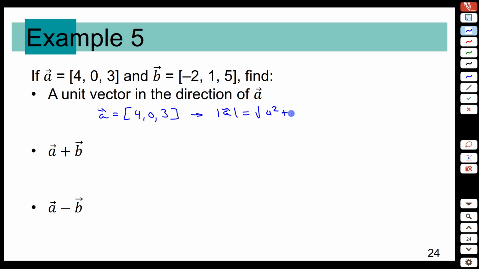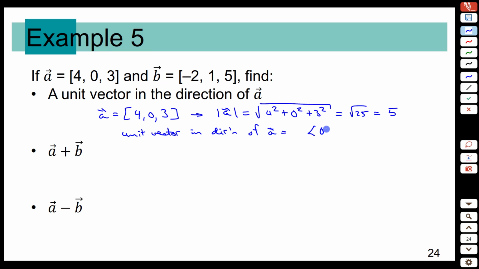The length will be 4 squared plus 0 squared plus 3 squared, all square rooted, and that's 16 and 9, that's the square root of 25, which is 5. With that in mind, a unit vector in the direction of A is simply going to be the A vector itself, 4, 0, 3, using the consistent brackets from what we saw in class, and then divided by the length. And that's a perfectly acceptable way to write it.